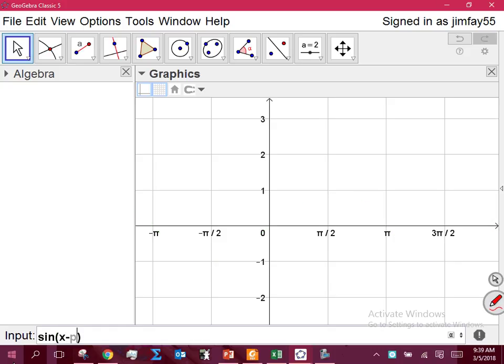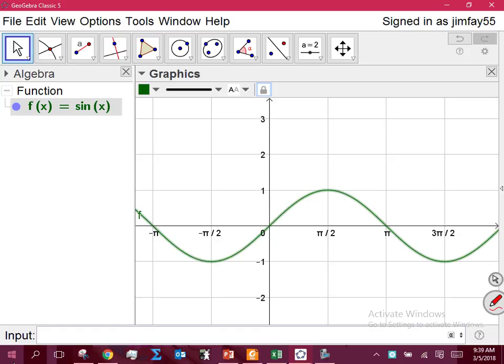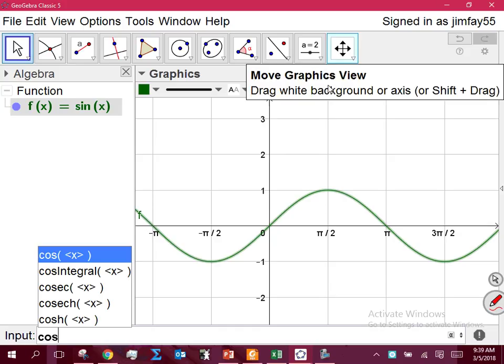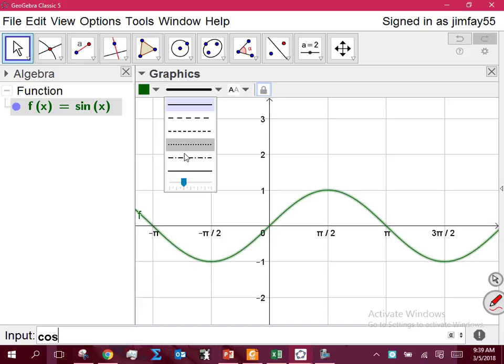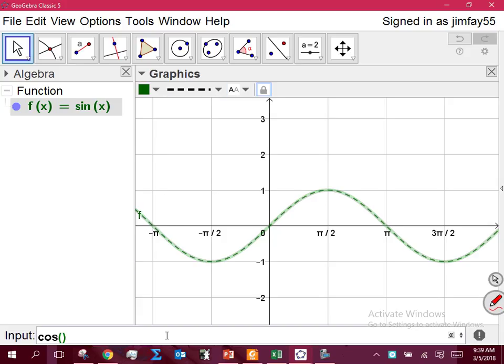I think maybe initially it might make sense to just deal with the cosine. Let's just do the sine function, and we'll move the cosine one. So that's the sine function. I'm going to make that dotted, and now I've got the cosine function.